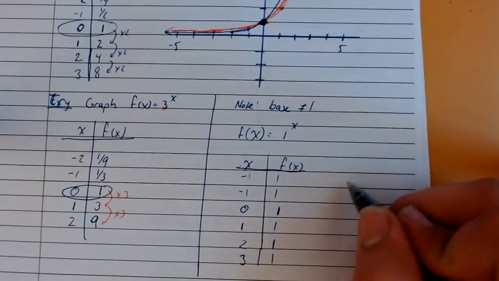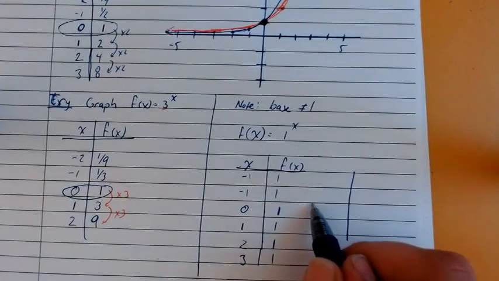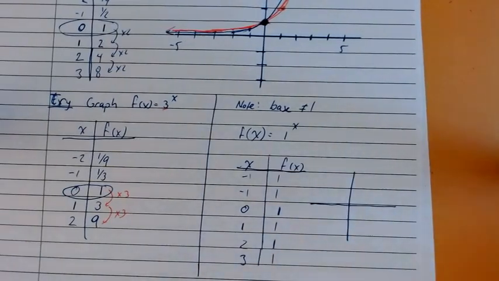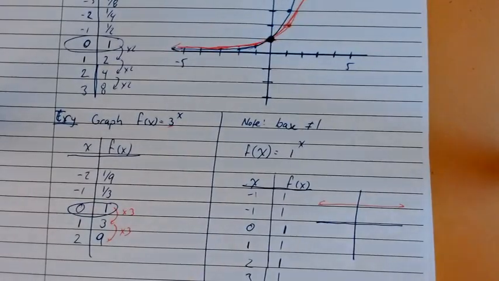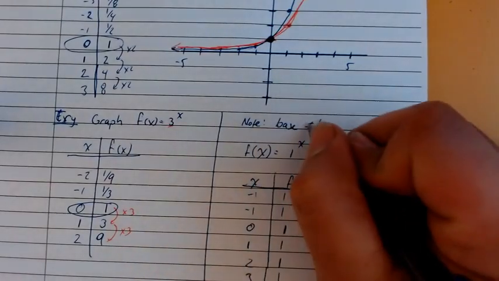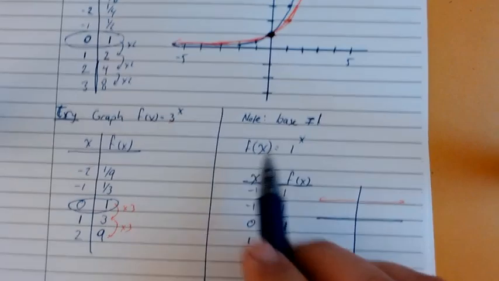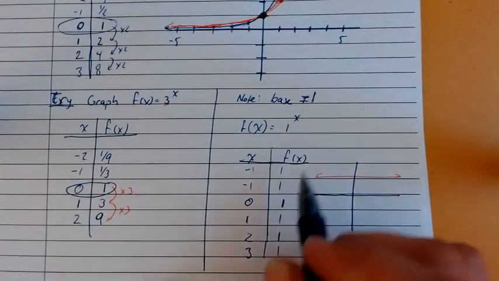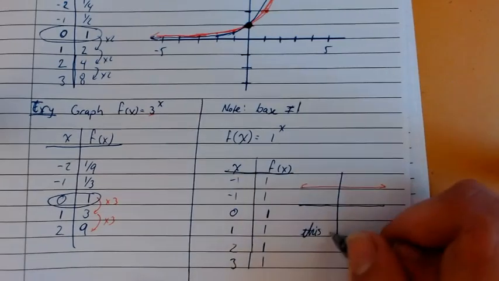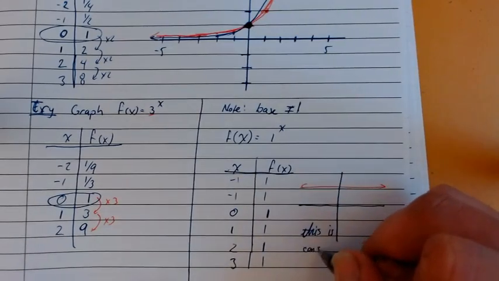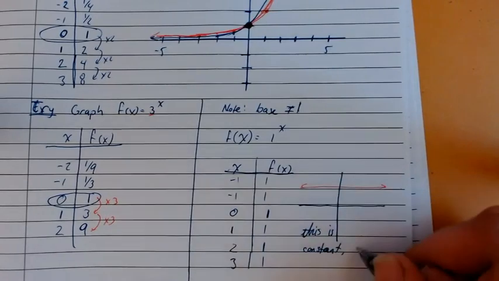It's a constant function. A constant function is a function which never ever changes. It remains constant. And the graph of a constant function is just a horizontal line. So it doesn't follow this pattern, and therefore is not considered an exponential function. So note your base should not equal 1, because if it is equal to 1, then it's just a constant function. This is constant, not exponential.